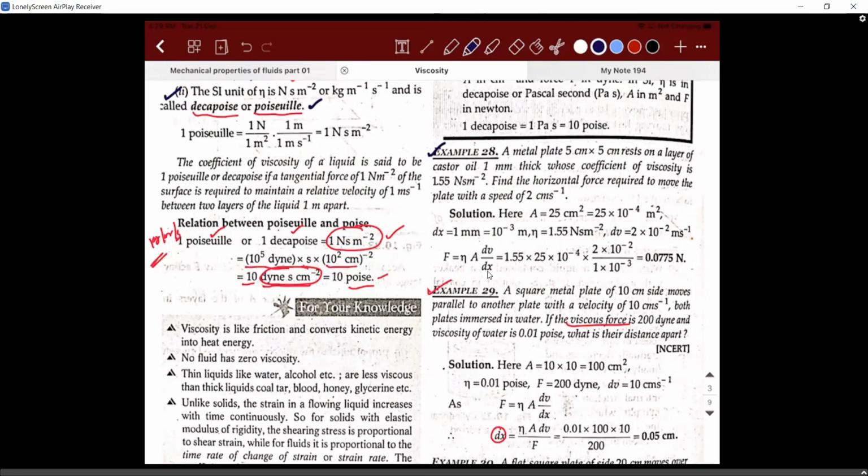Eta is 1.55 Newton second per meter square. If the calculation is easy, there is only multiplication, do it fast and verify if the answer is right. Raghav, you got the answer already? What are you thinking?